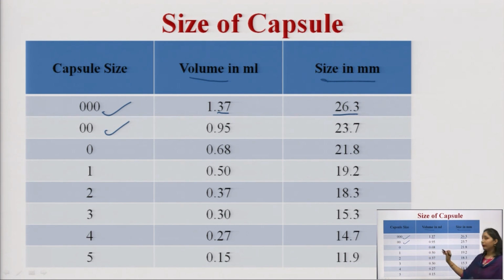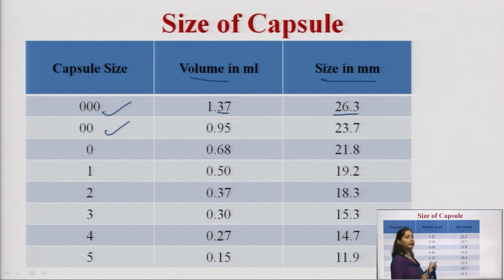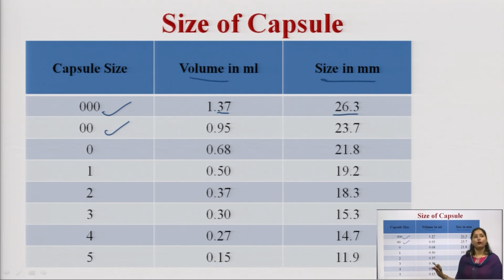For 00, the capacity of the capsule is 0.95 ml and the size is 23.7 mm. For size 0, the capacity is 0.68 ml and the size is 21.8 mm. For size 1, the amount we fill is 0.50 ml and the size is 19.2 mm. For size 2 capsule, 0.37 ml and the size is 18.3 mm. For size 3 capsule, the amount is 0.30 ml and the size is 15.3 mm, and for size 4 capsule, the volume we fill is 0.27 ml and the size is 14.7 mm.